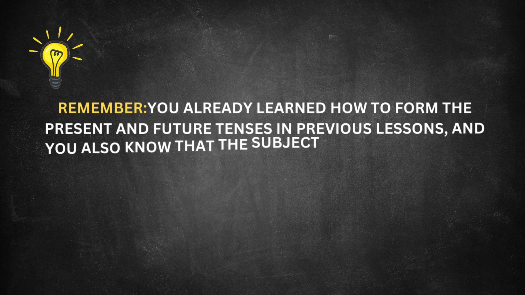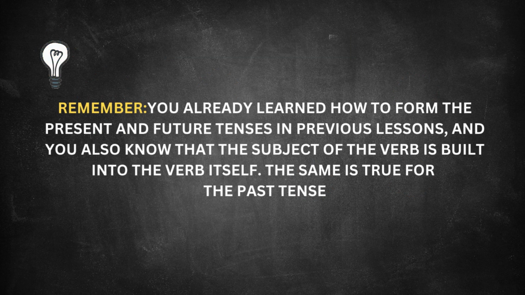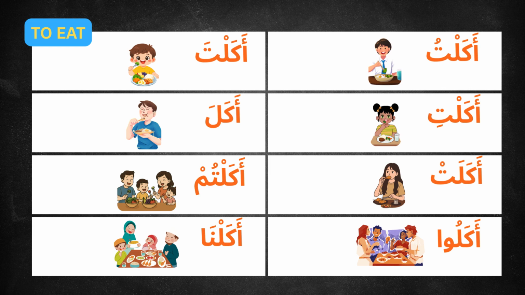Remember, you already learned how to form the present and future tenses in previous lessons, and you also know that the subject of the verb is built into the verb itself. The same is true for the past tense. Let's see how the ending of the verb to eat changes in the past tense with different subject pronouns. We will begin with the singular forms, then continue with the plural forms. Listen and repeat after me.